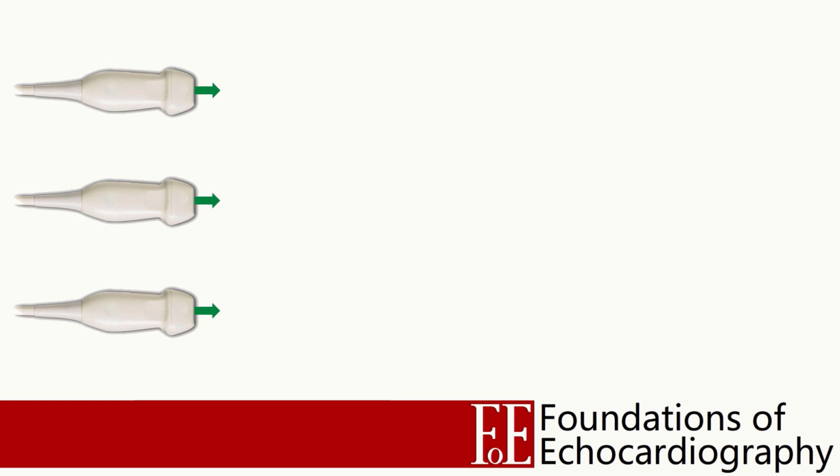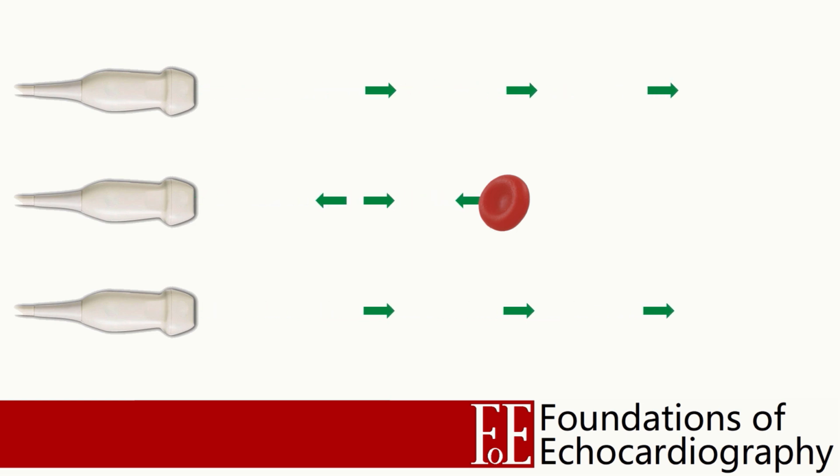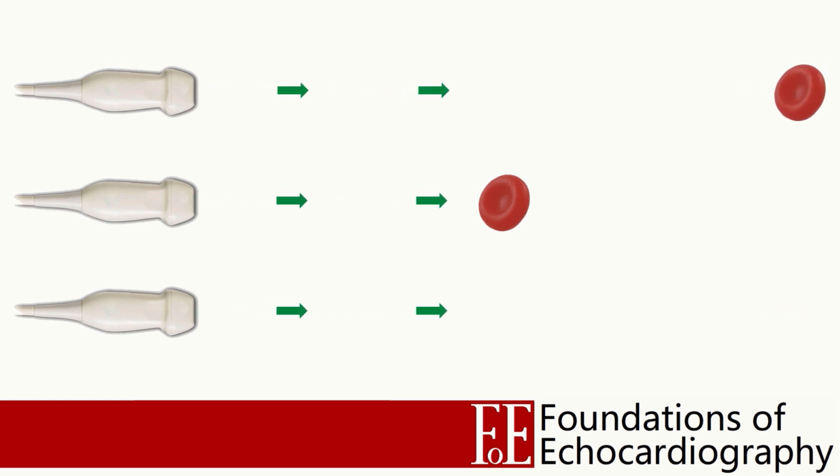So let's imagine we have three probes which are transmitting ultrasound waves towards three columns of blood. Each probe is emitting a wave of identical frequency. We can imagine that these green arrows represent wavefronts, perhaps a wave of maximum compression. Now, if the sound waves are striking blood which is stationary, then the reflected wave returns to the probe unchanged. The transmitted frequency is identical to the returning frequency.